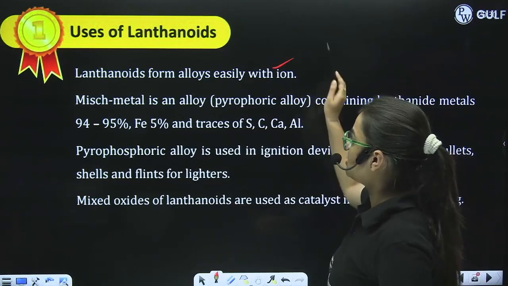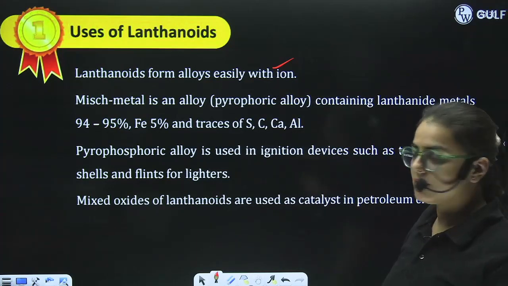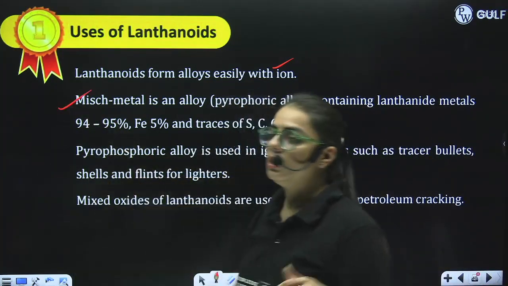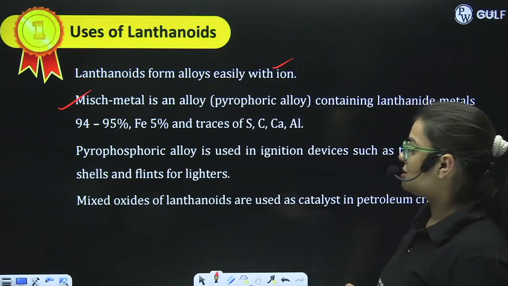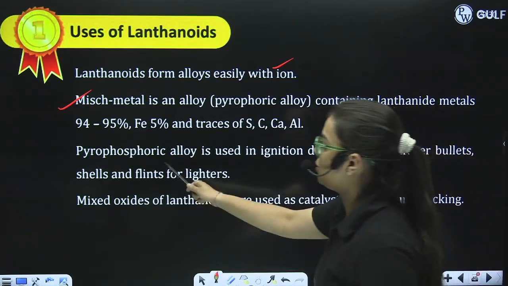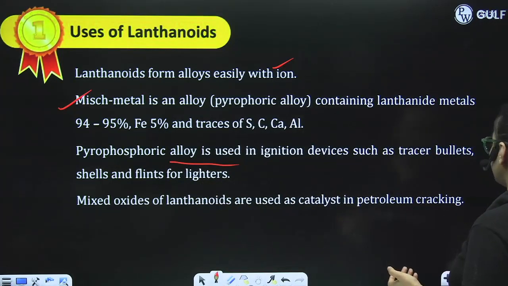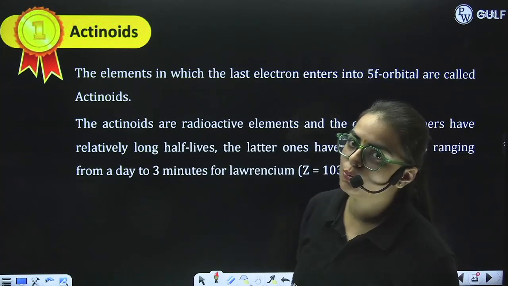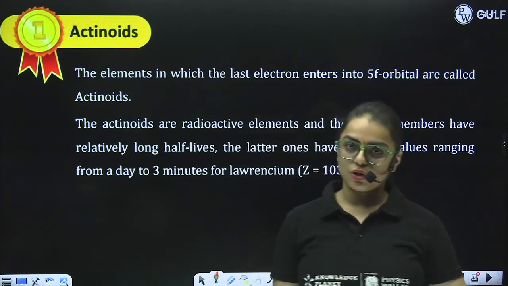Now let's talk about the uses. They form alloys easily with iron. Mish metal is an alloy. Now this we have heard in the metallurgy chapter also. Similarly, they have given you the different alloys which are basically used as devices. So you can learn any two uses. Let's start with the actinoids.